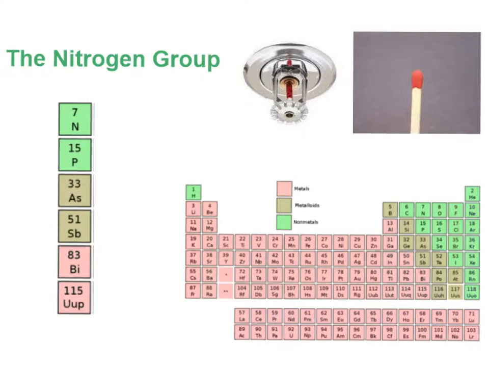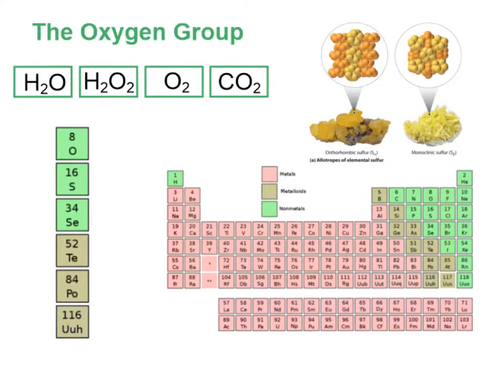Antimony here and bismuth are used in conjunction with other metals to lower their melting points. And because of that property, bismuth is used in automatic fire sprinkler heads, like this one. It lowers the melting point of the metal so that water will be released in the event of a fire. Now let's look at the oxygen group.